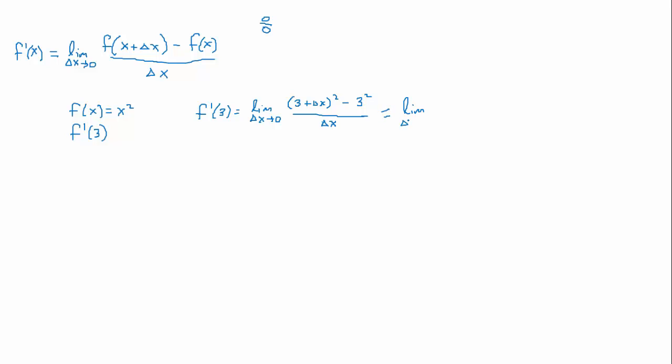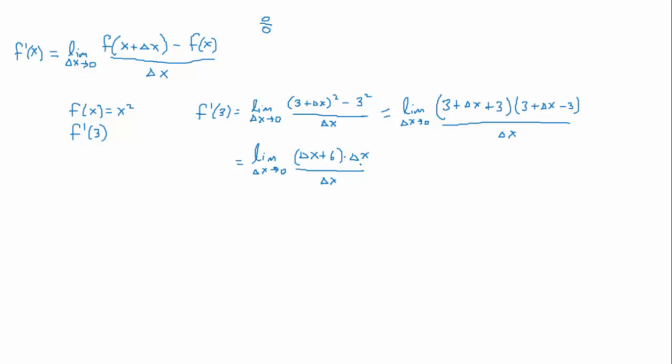So if we take the limit as delta x approaches 0, we factor the numerator here, we would get 3 plus delta x plus 3, and we would get 3 plus delta x minus 3. And then on the bottom we have delta x. So if we simplify that, we get the limit as delta x approaches 0 of delta x plus 6 times delta x over delta x. And we can see that our delta x will cancel now. Since delta x doesn't equal 0, it's merely approaching 0, we can cancel those delta x's. So we have the limit as delta x approaches 0 of delta x plus 6.